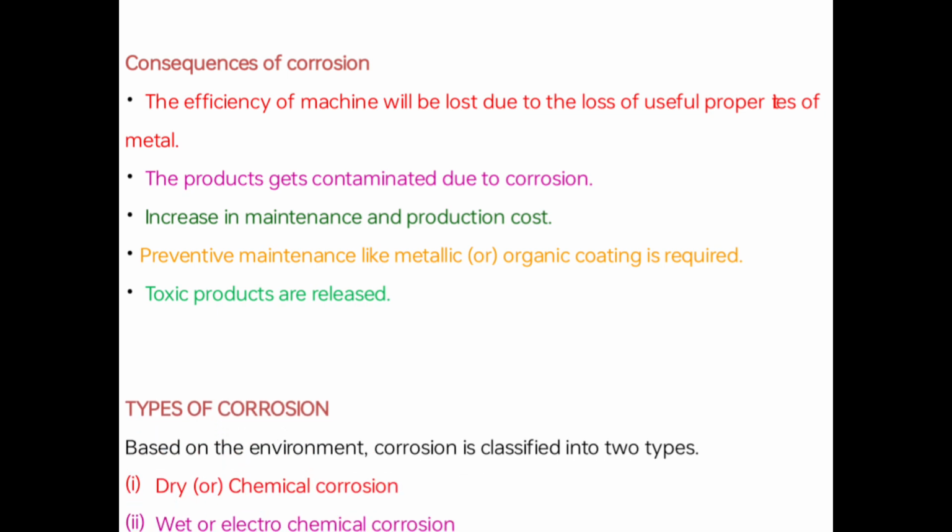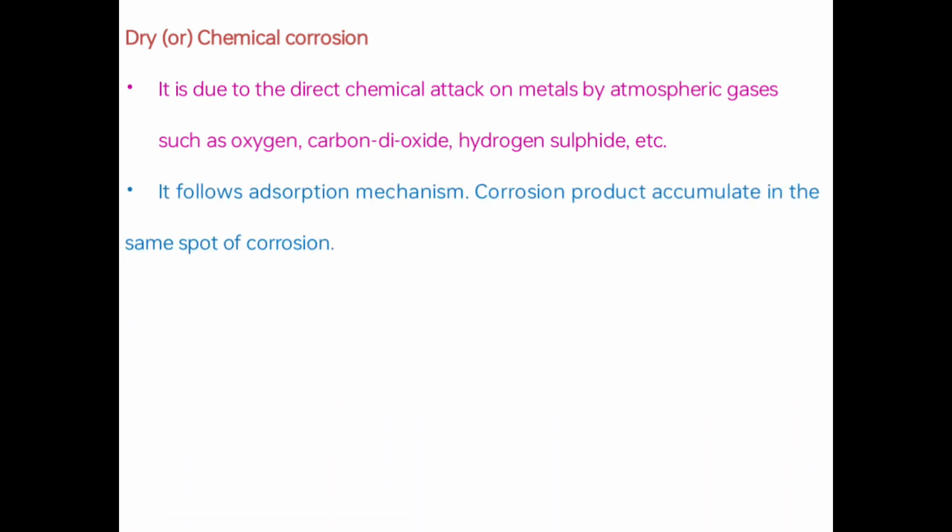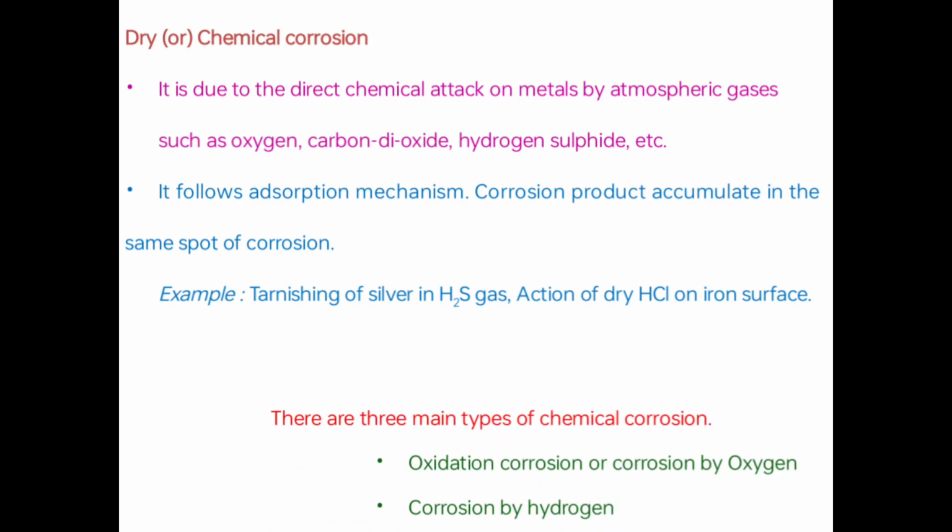Types of corrosion based on the environment. Corrosion is classified into two types. First one, dry or chemical corrosion. Second one, wet or electrochemical corrosion. Dry or chemical corrosion is due to the direct chemical attack on metals by atmospheric gases such as oxygen, carbon dioxide, hydrogen sulfide, etc. It follows the adsorption mechanism. Corrosion product accumulates at the same spot of corrosion. Examples: tarnishing of silver in H2S gas, action of HCl on iron surface.